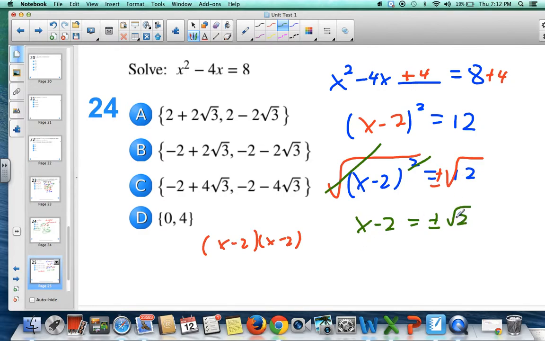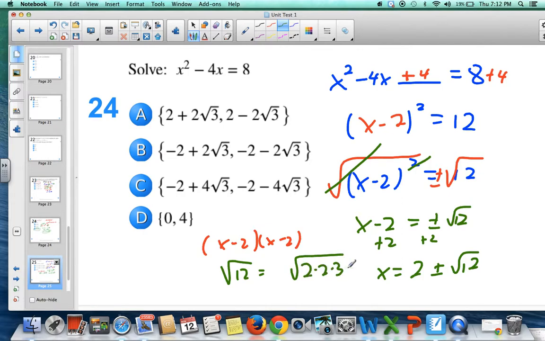I can't read my writing. A 12. So I add 2 to both sides. So x equals 2 plus or minus the square root of 12. And that's the answer, except that's not written here. So I have to go back and remember my rules of simplifying radicals. The square root of 12, to get 12, is going to be 2 times 2 times 3. That's 4 times 3.